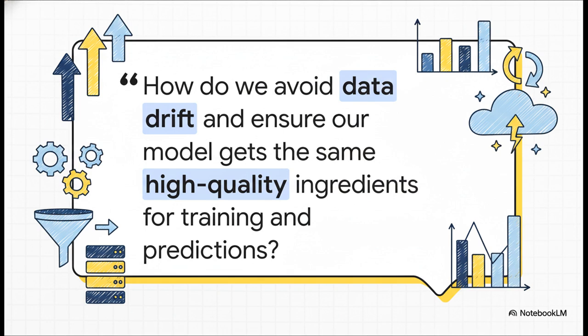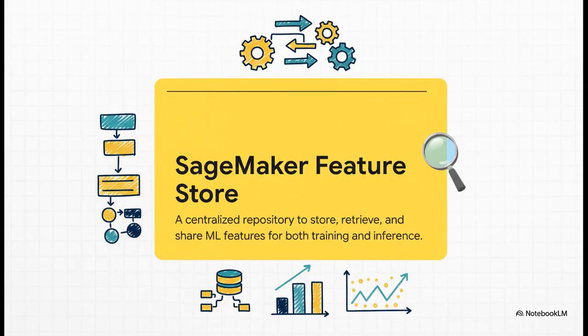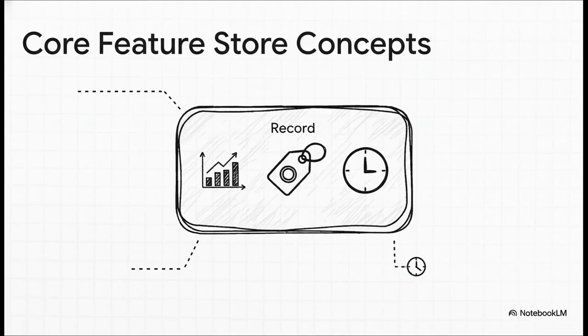This is a massive problem called training serving skew, and it's a classic reason why models fail in production. SageMaker's answer to this is the feature store. It's basically the ultimate weapon against this kind of skew. Imagine it's a central, organized kitchen pantry for all your data features. It guarantees that the ingredients your model uses for a live prediction are the exact same ingredients it was trained on. No more guesswork.